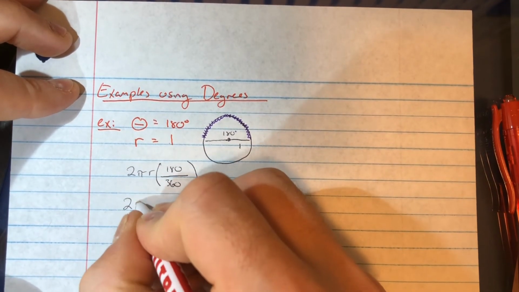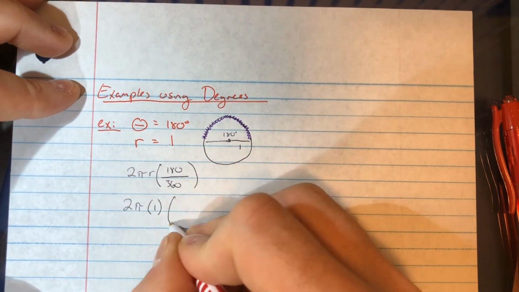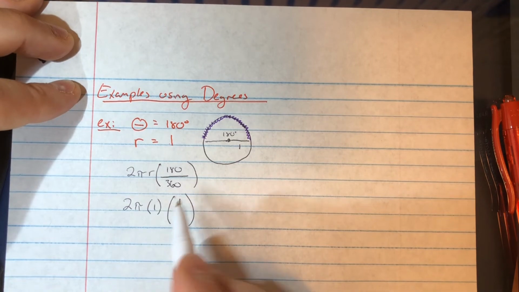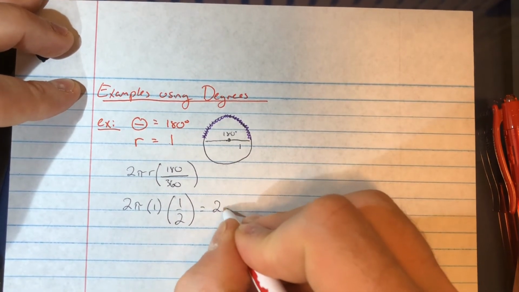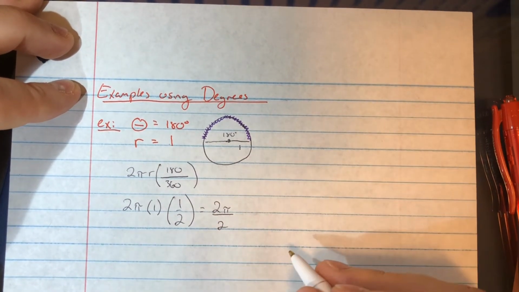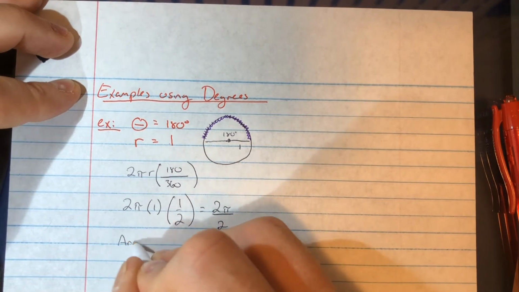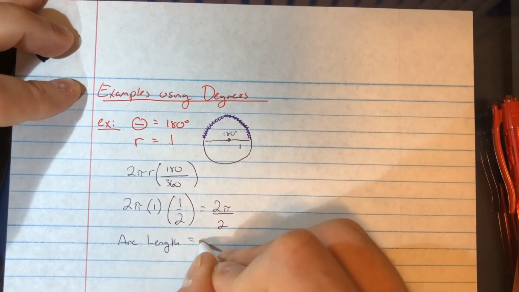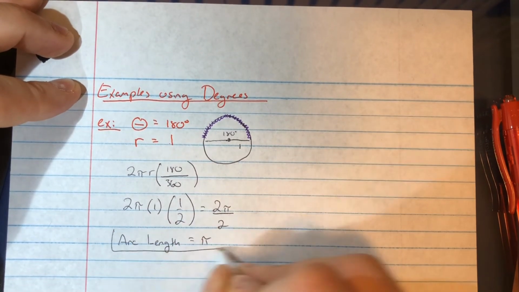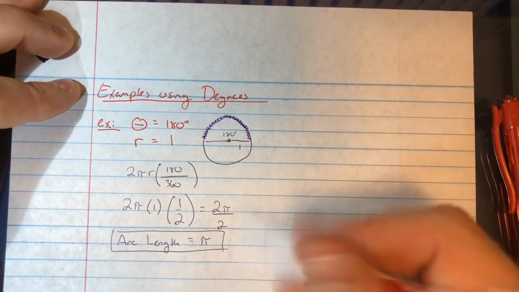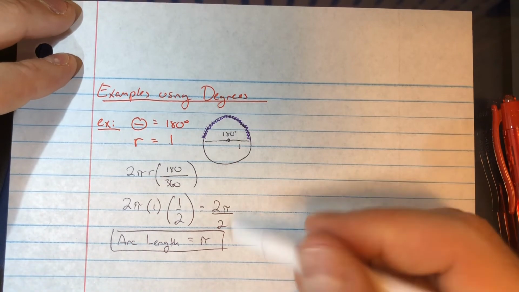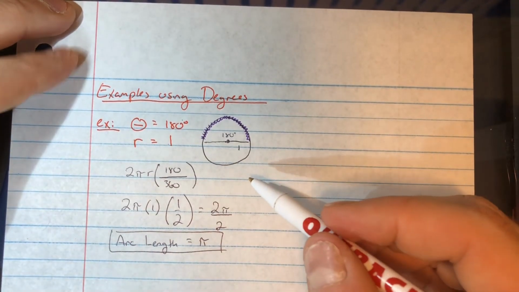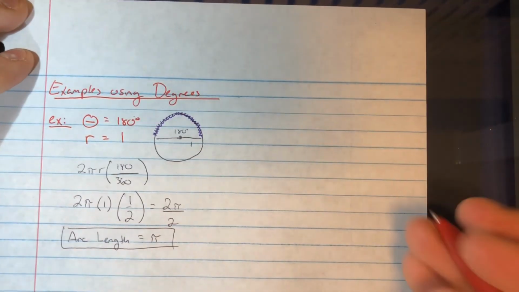So if I fill this in, 2 pi times 1 times 1/2 of a circle, 2 pi times 1 is 2 pi divided by 2. That means my arc length is pi. And so we see the process is no different than what we've been doing, which is dealing in units of degrees as opposed to in units of radians. So let's do one more.